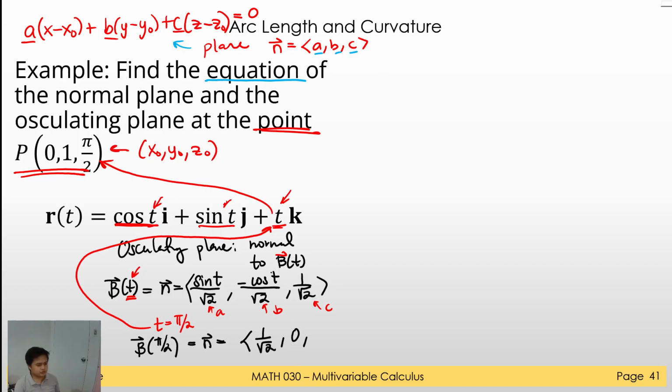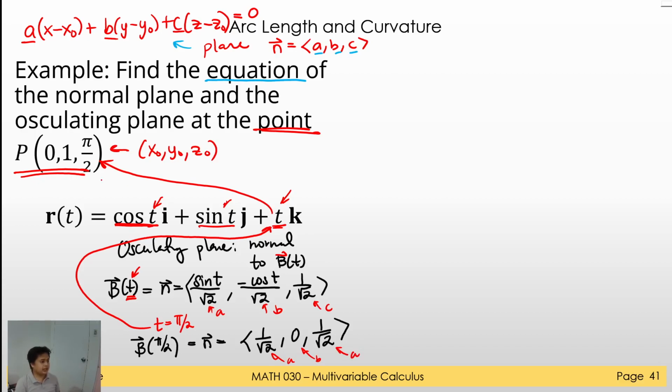And then I didn't do something wrong. And then the last one, sorry, this will be 1 over square root of 2. Okay? So substituting, there is no t here, so this will be just a constant. Therefore, if this is your normal vector, then this will be your A, this will be your B, this will be your C.